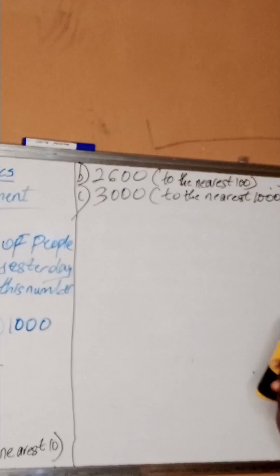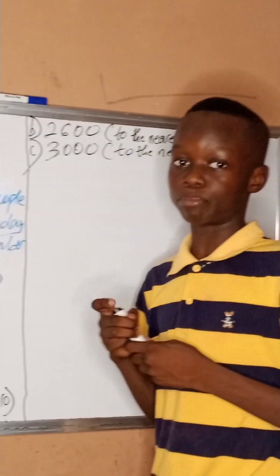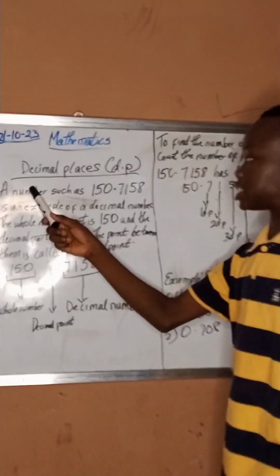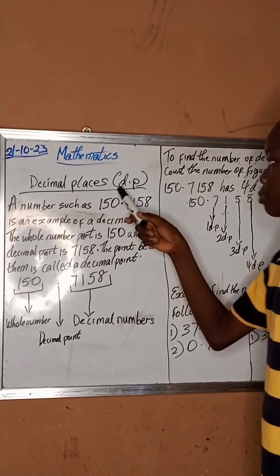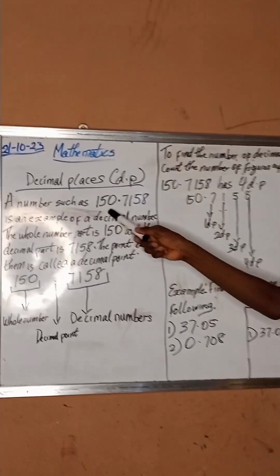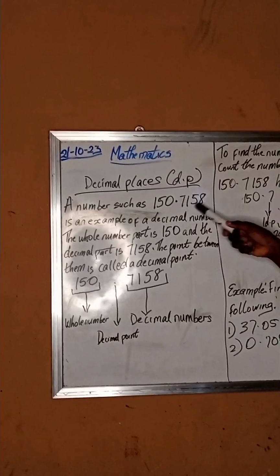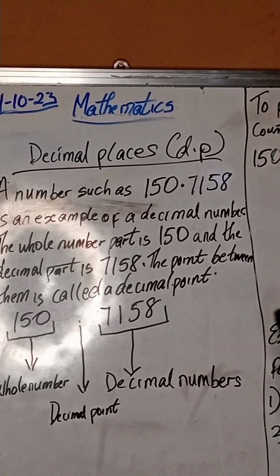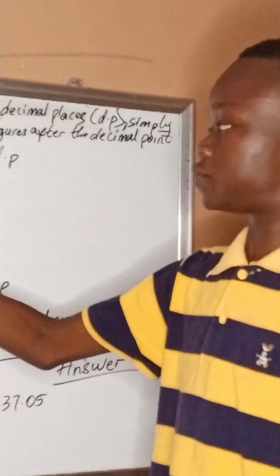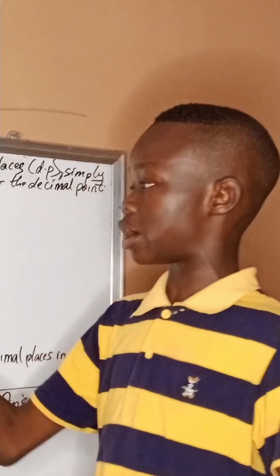So let's go into the main class for today, which is decimal places, or DP. That is short form for decimal places. A number such as 150.7158: don't call it 7158 together, because they are decimal numbers. You call them digit by digit. So a number such as 150.7158 is an example of a decimal number.